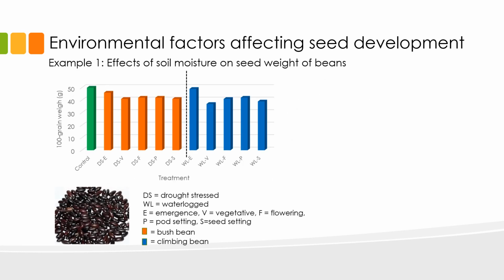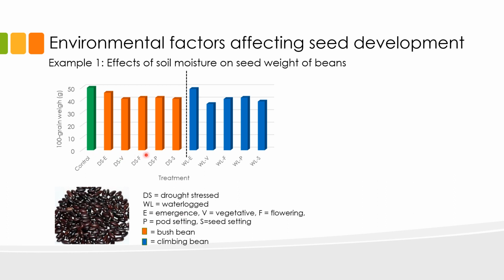Let's look at an example of how soil moisture affects the development of beans. This data was derived from the results of studies that determined the effects of both drought and waterlogging on the weight of bush beans and climbing beans. Bean plants were subjected to either stress during emergence, vegetative, flowering, pod setting, and seed setting stages.